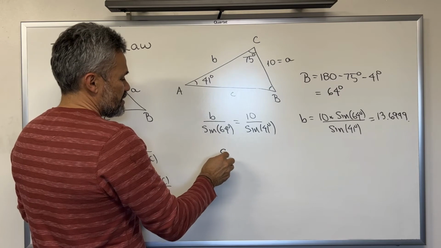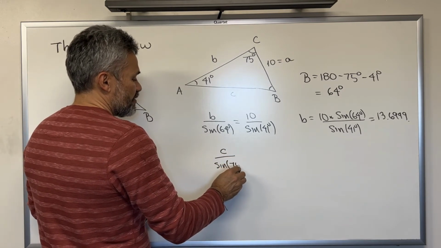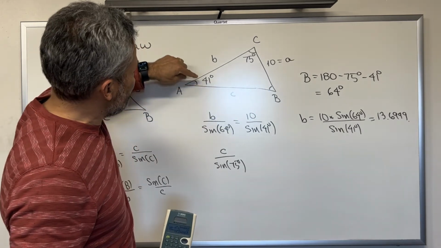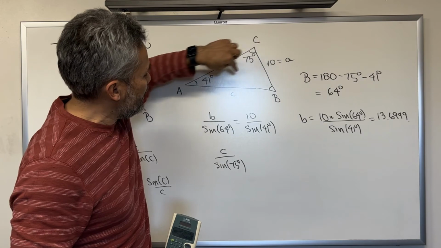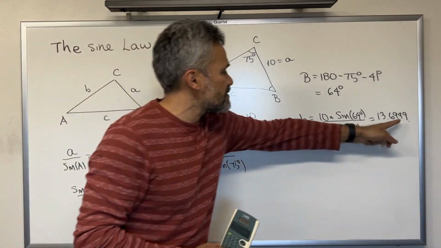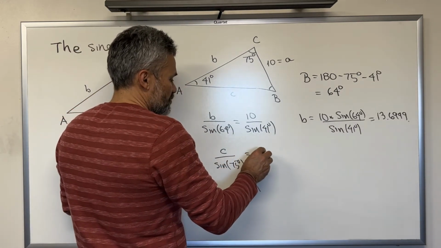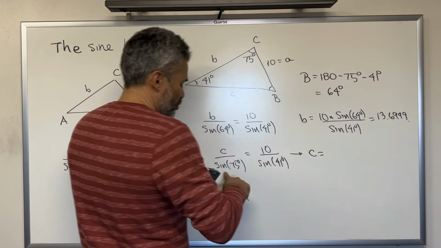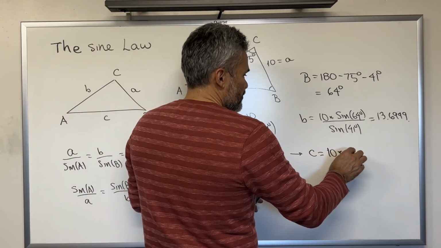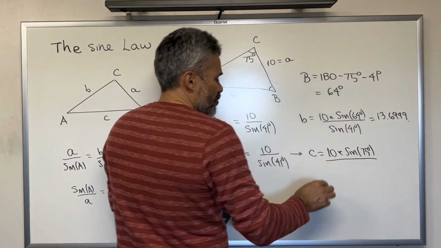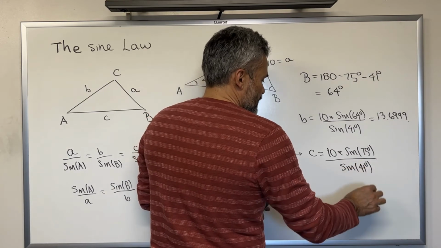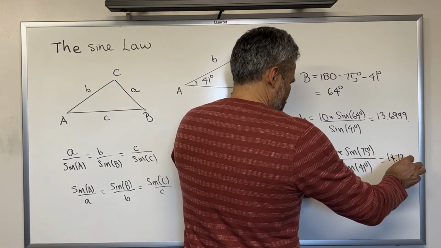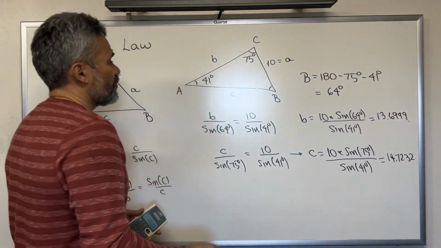Now let's find c. We say c over sine of 75 degrees. Notice that even though we now have two pairs because we know b and angle B, I prefer to use the pair angle A, side a, because this pair doesn't have any error. This one has an error because we are doing some rounding here. Then this is equal to a over sine of angle A, and therefore c, when I multiply by sine of 75, is equal to 10 times sine of 75 degrees over sine of 41 degrees, and this is equal to 14.7232.